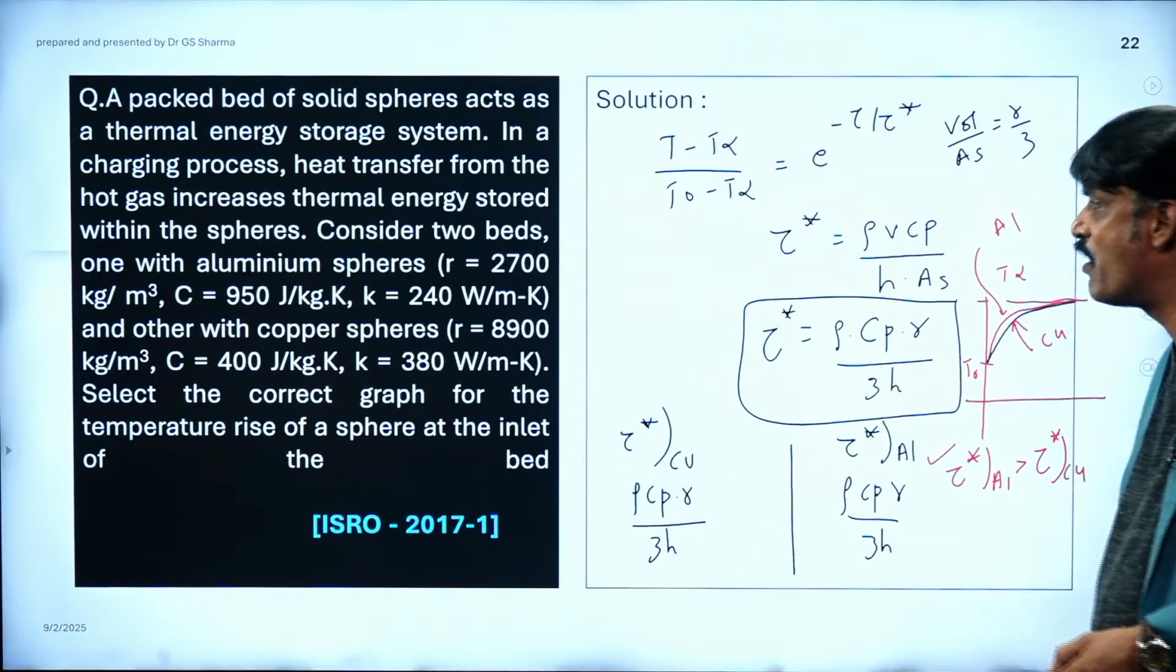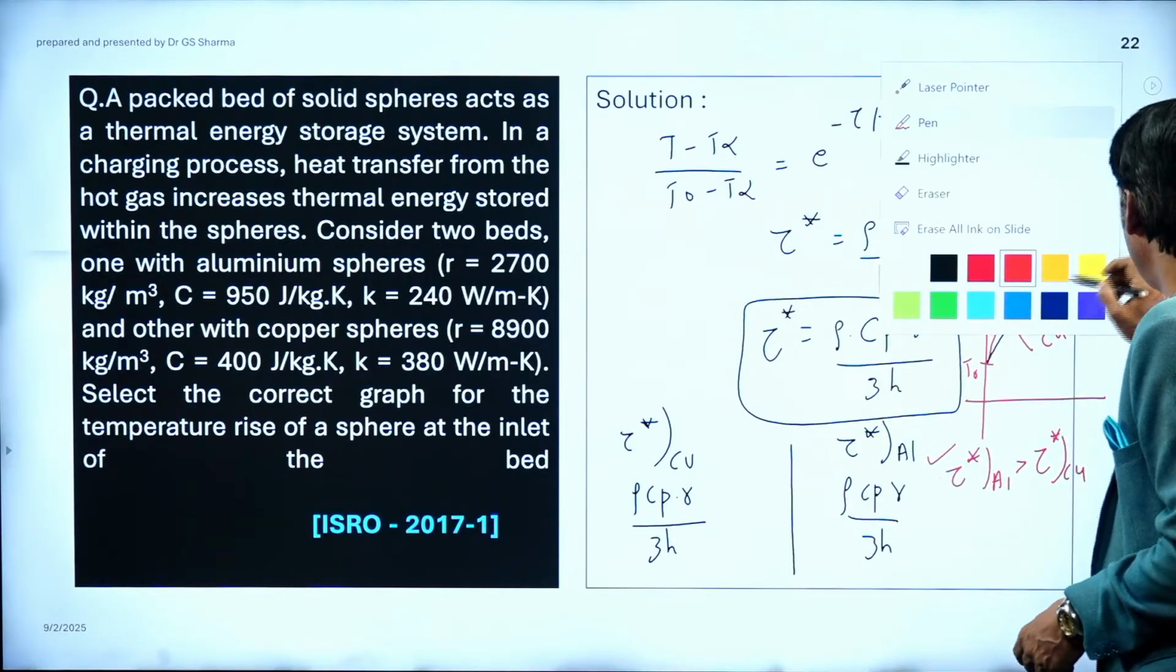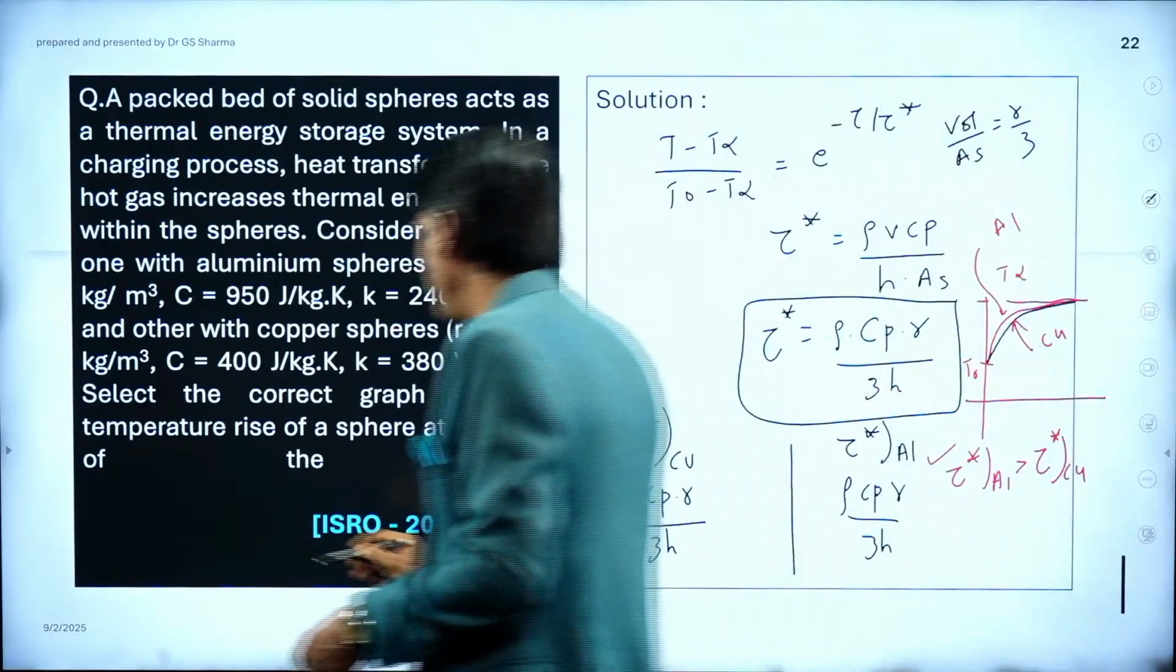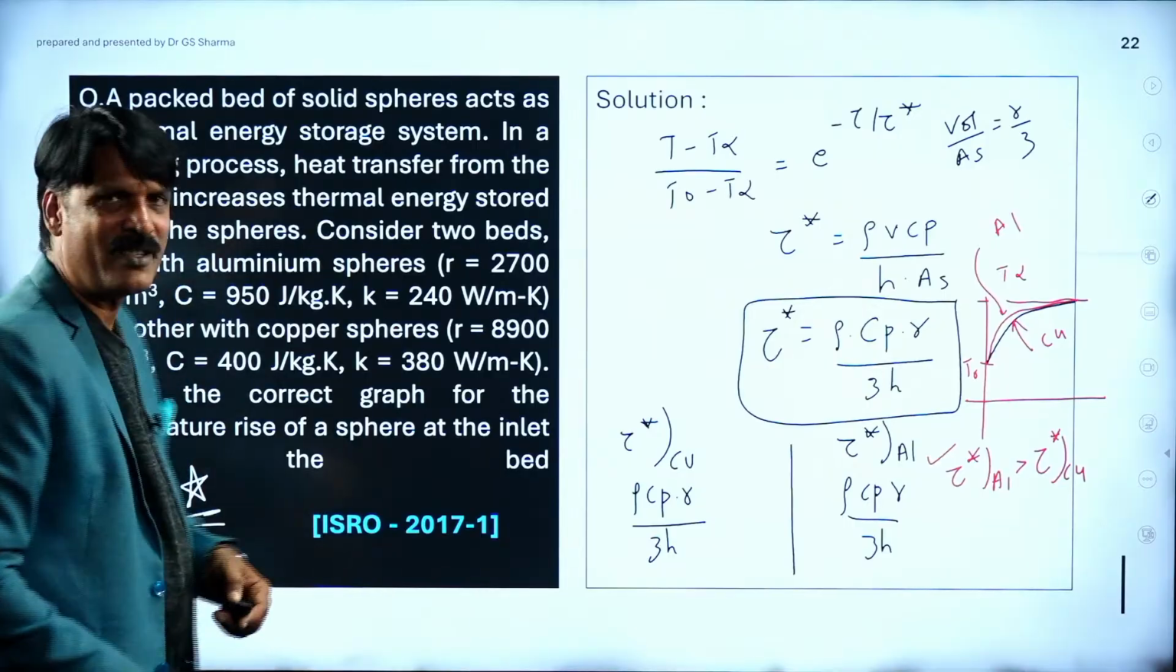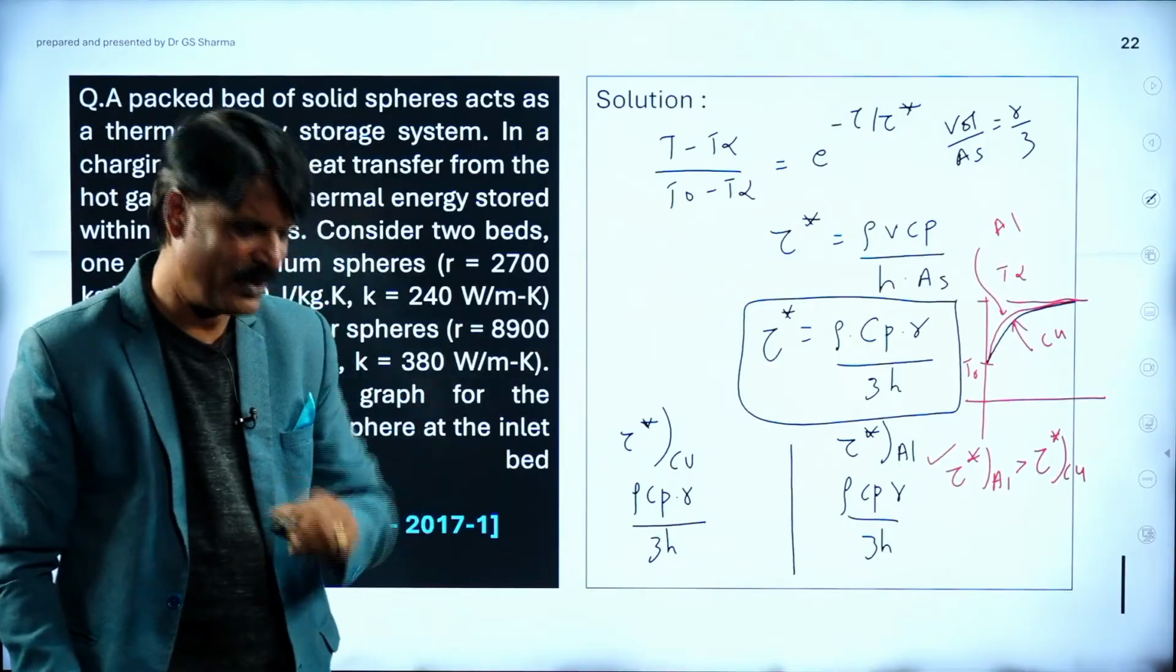Thermal time constants. Excellent question, can be repeated again and again. Very, very beautiful and important question. Excellent concept has been thrown up in it.